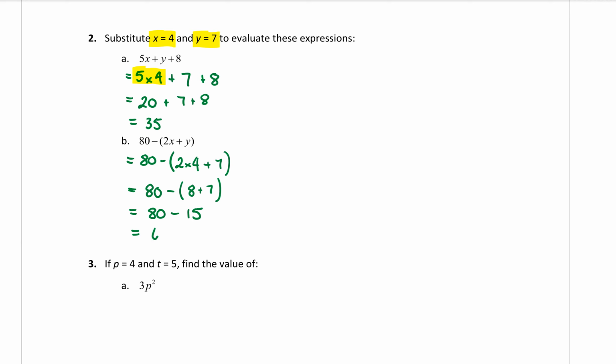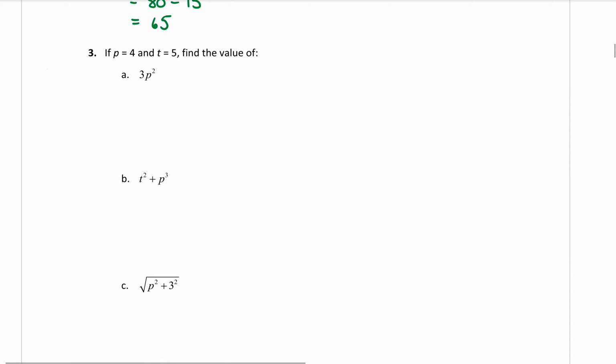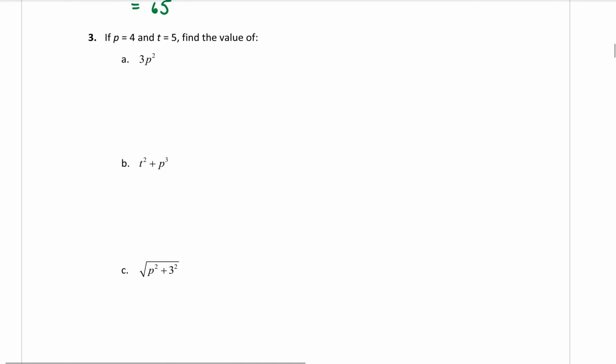Question 3. If P is equal to 4 and T is equal to 5. Okay, so we have 2 different letters again that we're going to be replacing in our expressions. Find the value of 3p squared. Okay, we haven't had anything like that yet. So the same process applies.